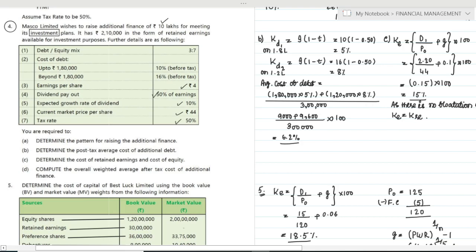And the B requirement is determine the post-tax average cost of additional debt. And the third requirement is determine the cost of retained earnings and cost of equity. And in point number D, the requirement is compute the overall weighted average after tax cost of additional finance.